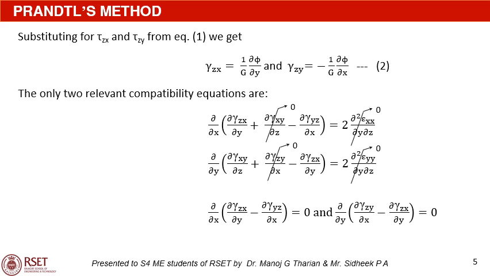Here, ∂gamma xy/∂z equal to 0, ∂²epsilon xx/∂y∂z equal to 0, ∂gamma zy/∂x equal to 0, and ∂²epsilon yy/∂y∂z equal to 0. So the compatibility equations become ∂/∂x of (∂gamma zx/∂y minus ∂gamma yz/∂x) equal to 0, and ∂/∂y of (∂gamma zy/∂x minus ∂gamma zx/∂y) equal to 0.